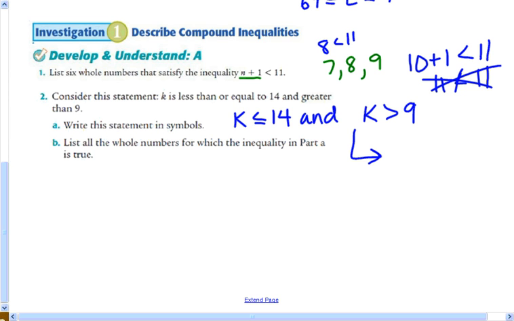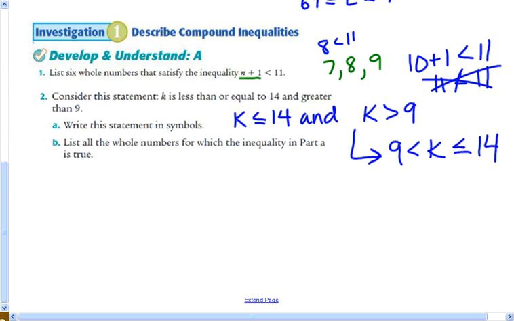So we know 9 is the smallest. I'm going to put that first. K is greater than that, so it'll look like that. So 9 is less than k, and k is less than or equal to 14. So that compound inequality works for that.